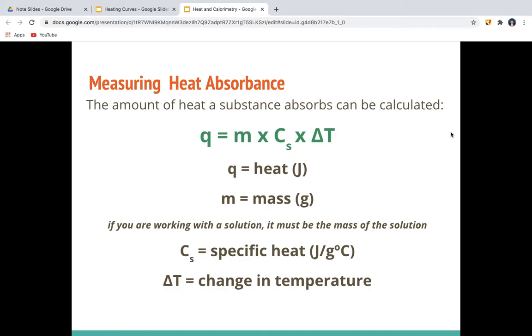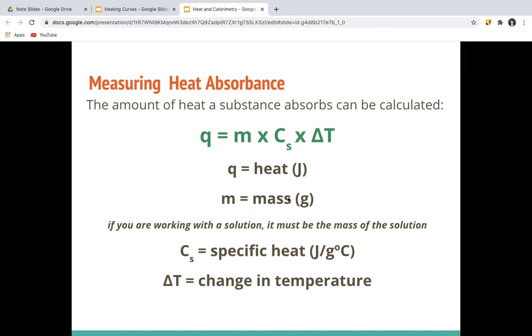So how we measure heat absorbance is with this formula. As always, I'm not going to have you memorize this formula. It's always going to be displayed in some way for you. The amount of heat a substance absorbs can be calculated with this: Q equals mc delta T. Q is how we represent heat. We don't use an H for heat because we use H for something else in thermochemistry. So Q is what we use for heat, and it's measured in joules.